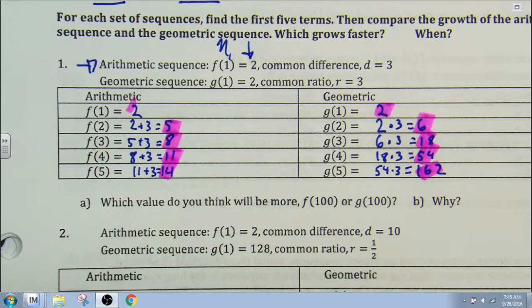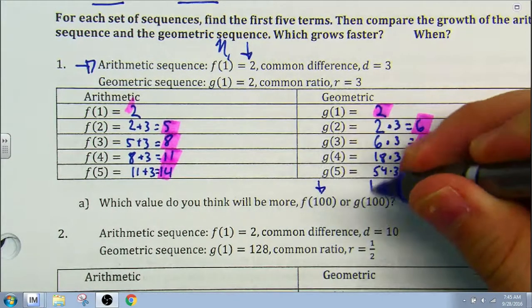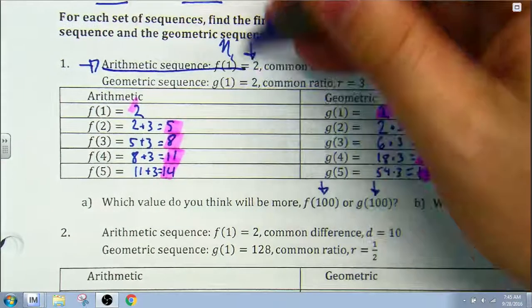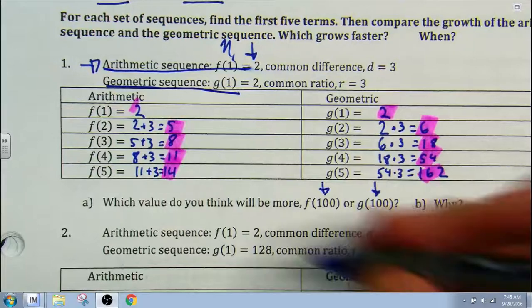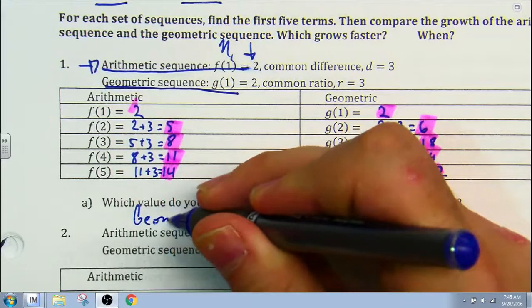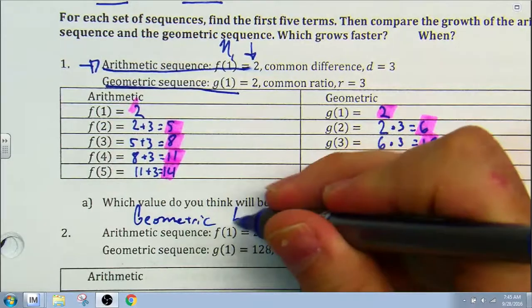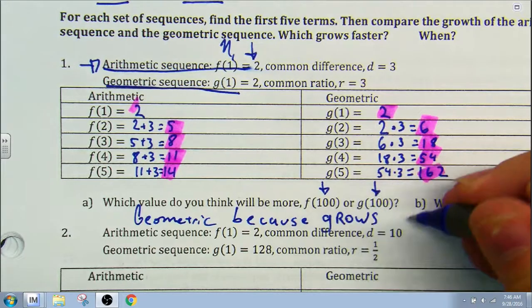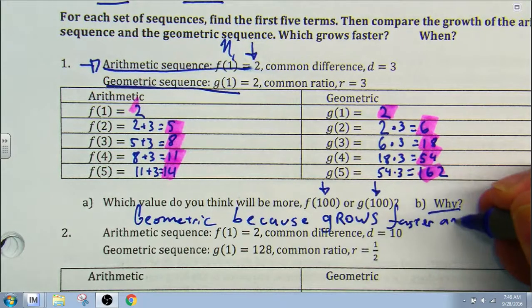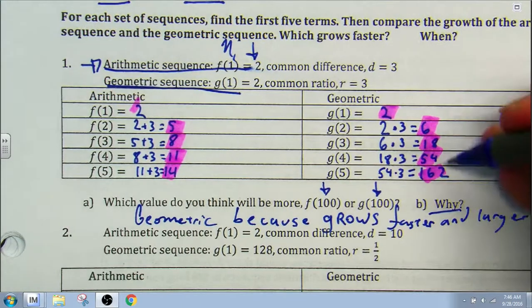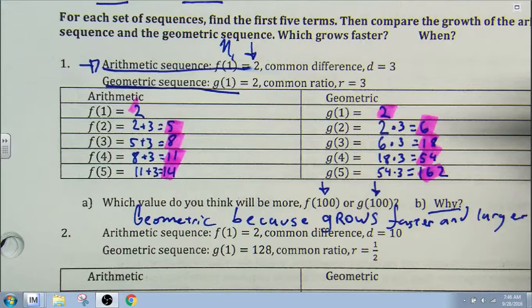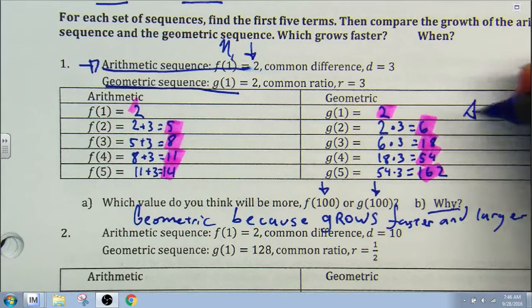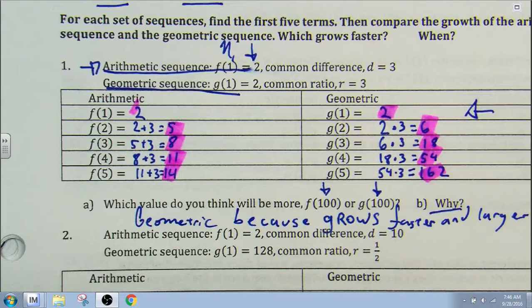So when we think about it, which value do you think will be more, f of 100 or g of 100? Do we think the arithmetic sequence is going to be higher, or the geometric sequence? Clearly I think it's going to be the geometric. And why? Because it grows faster and larger. We can see that g of 5 is already way ahead of f of 5. And that's true of everything except our first term, f of 1 and g of 1, which were the same. All the others, g was much, much higher. And by the time we get to 100, it's probably going to be incredibly so.